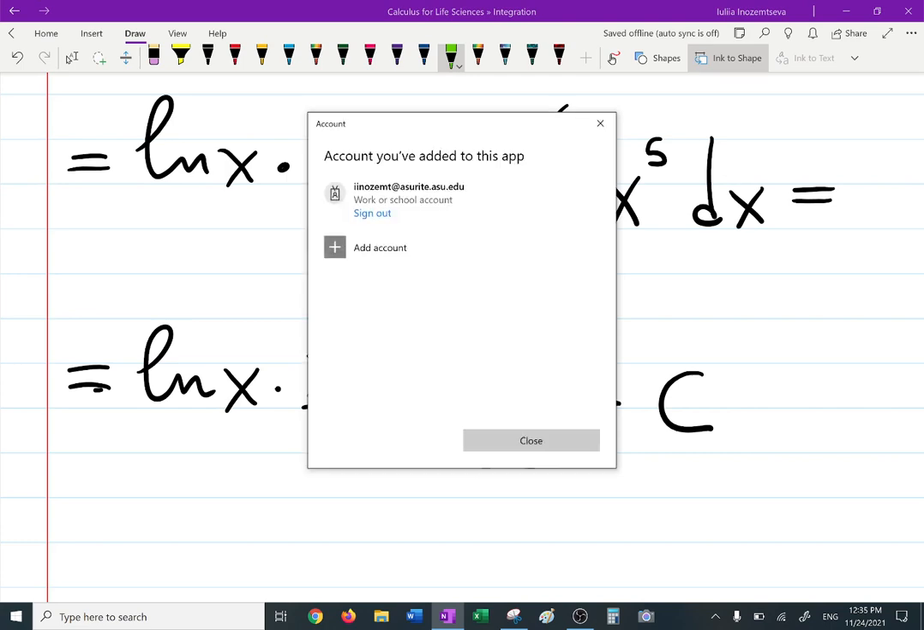The interesting thing is we never did such a simple example as this. Write down integral of ln x.